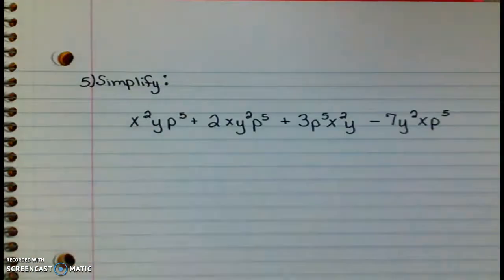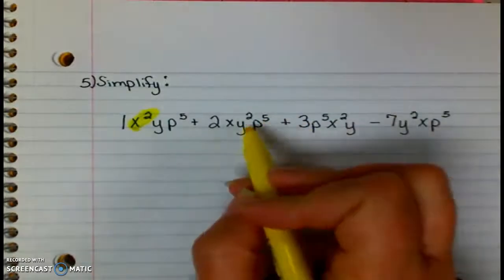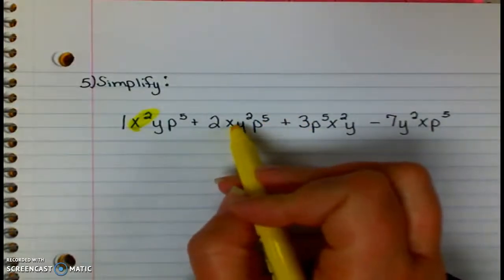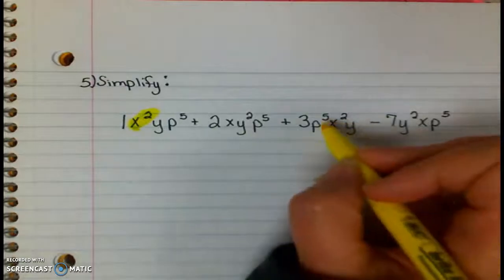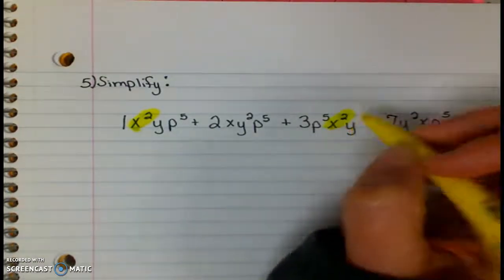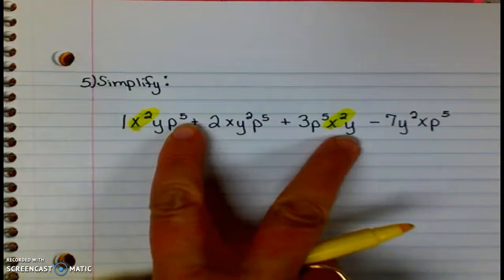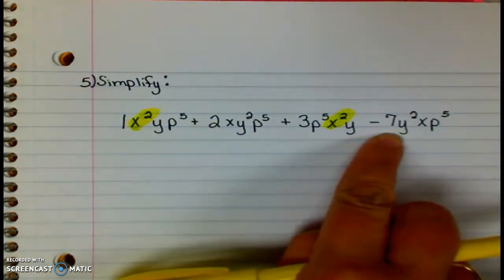So the first term, remember, the coefficient's understood to be a 1, but as I look at it, you have x squared. Well, the second term is not a like term because it's x to the 1st. Same variable, but not the same power. In this third term, we have x squared. That could possibly be a like term, but I need to make sure the next variables are the same. And the last one is not a like term because it's x squared.